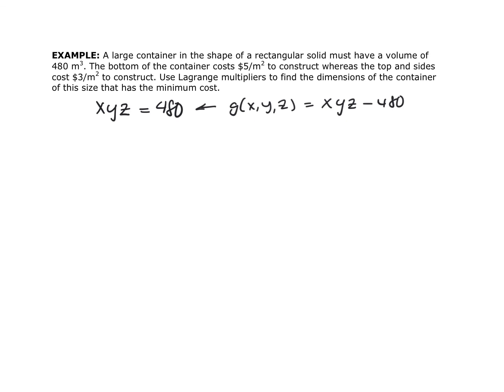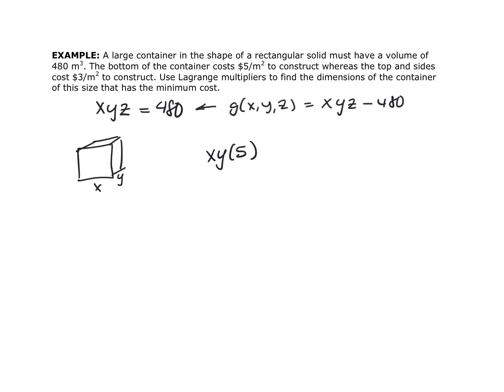Now we have to figure out the cost to construct it, and that's the function we're going to minimize or maximize. So the function has to do with the cost of constructing the box. So we have this box. I always like to draw pictures. The bottom of the container costs $5 a meter squared. So if this is x and this is y, then it's going to cost x times y, the area of the base, times 5. That's going to be the cost of the base.